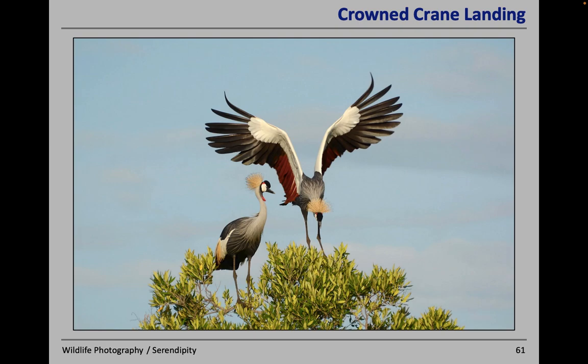And then I realized it was probably the mate of this particular crowned crane coming up from behind, and it was going to land next to it. So I just waited till the air brakes came out and it unfolded its wings, and just before it landed, I managed to catch that particular picture.